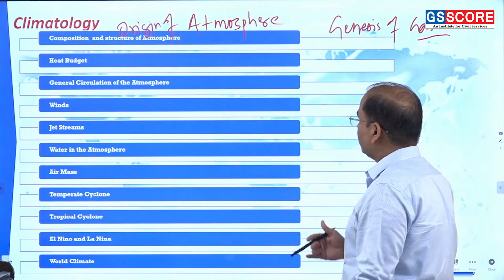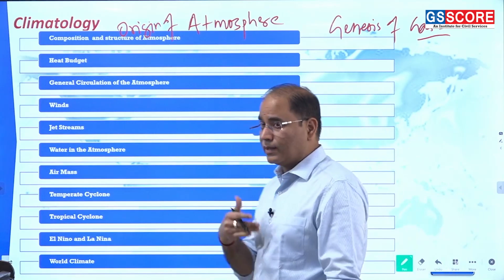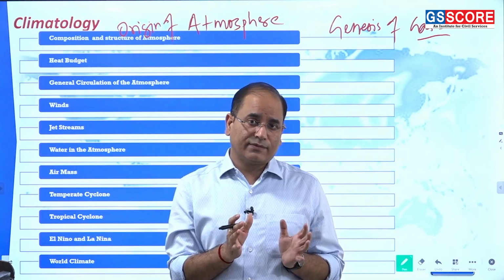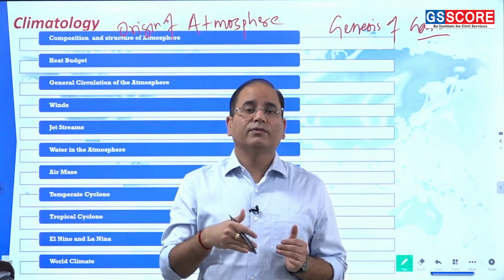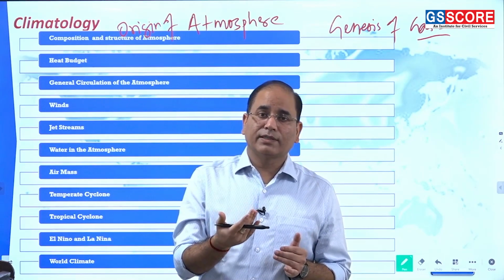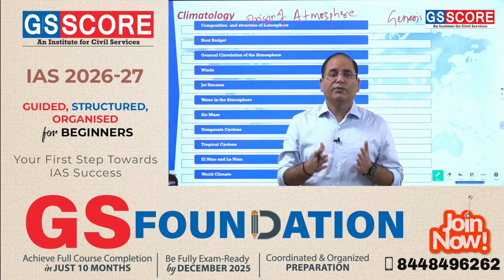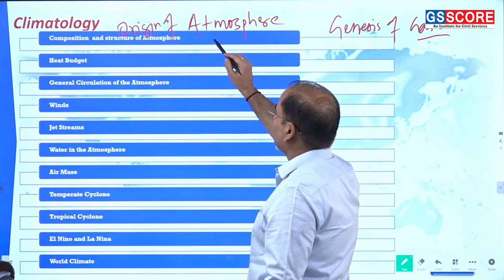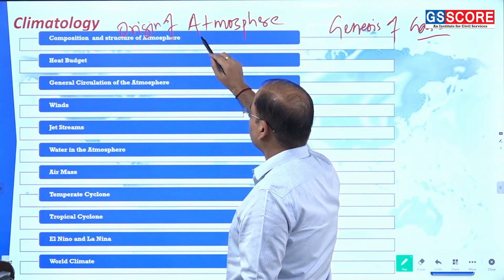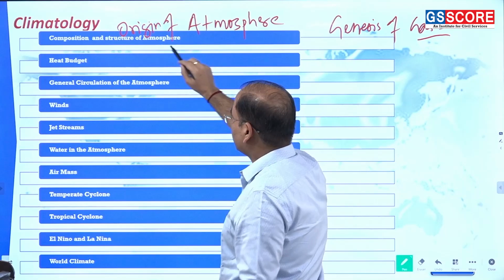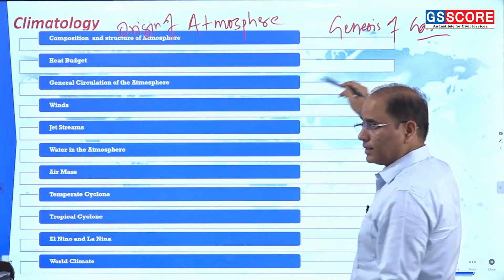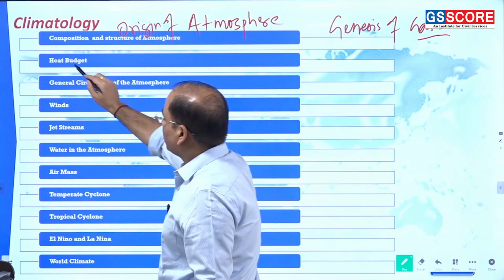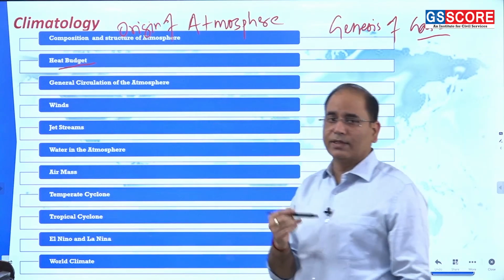The genesis will give you an idea about the atmosphere, as I said that atmosphere is one of the major spheres. How life evolved on the earth's surface, that knowledge you will get when you study the genesis of the atmosphere. So within the topics, the first topic you need to cover is the origin of the atmosphere, the composition and structure of the atmosphere, and the genesis of gases, how the gases are added. Other than this, you also need to understand the heat budget.